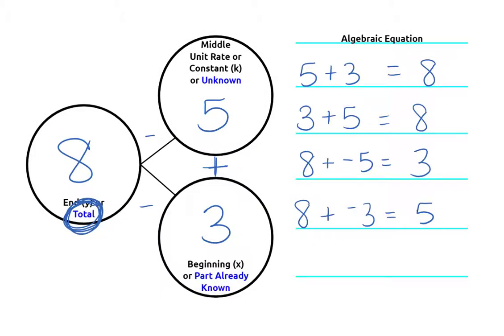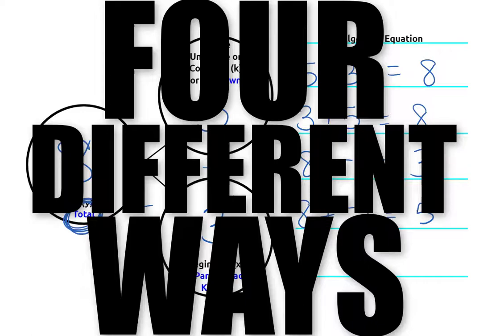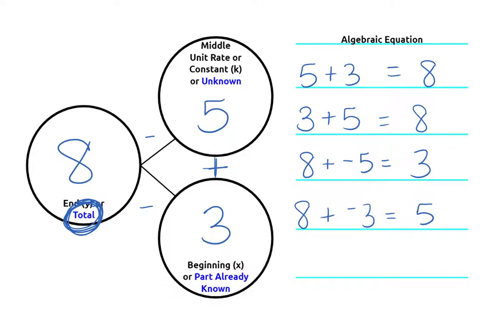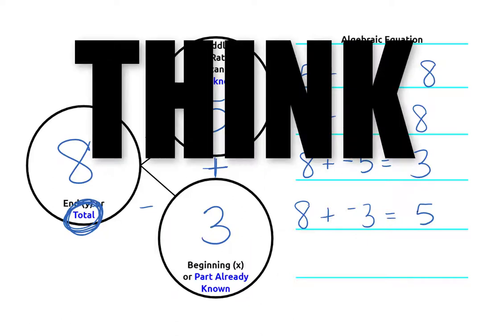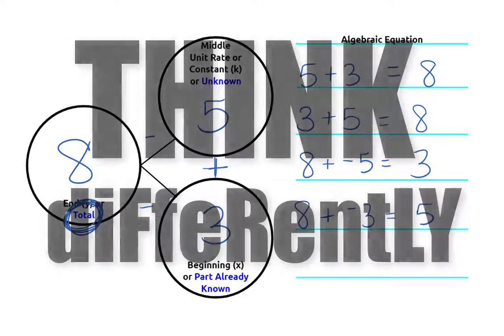Nowhere else in math are students going to be able to understand 4 different ways to set up and solve a problem. Number bonds give it to us. So why aren't we using them more? That's teaching number sense. That's what we need. We need kids to think differently. So let's do it. Let me show you how to do it with two-step equations.